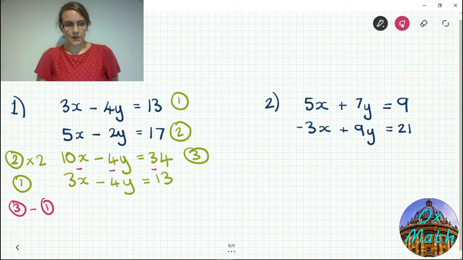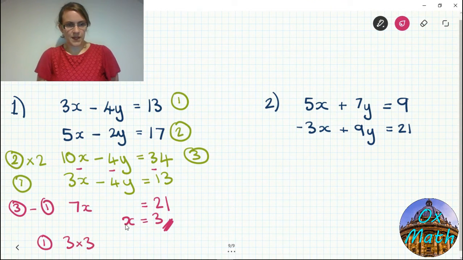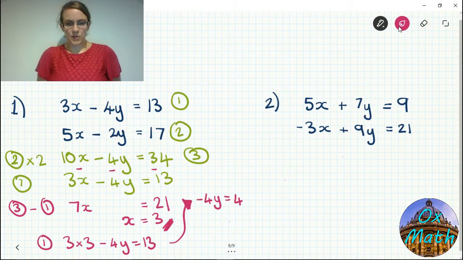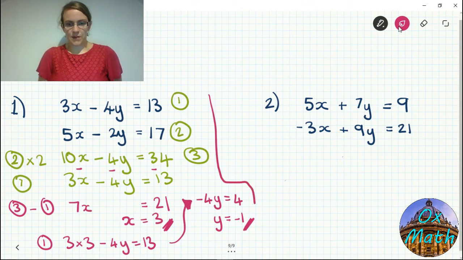So 10x take away 3x is 7x, minus 4y, take away minus, so add 4y cancels out, and 34 take away 13 is 21. So if 7x is 21, divide by 7, and that gives us x is 3. Now if x is 3, I'm going to use equation 1, 3 times 3 minus 4y equals 13. So 3 times 3 is 9, so minus 4y equals 4. So if minus 4y equals 4, you divide both sides by minus 4, minus 1. So I'm going to leave you to check that these values are correct using equation 2, but there's your answer.